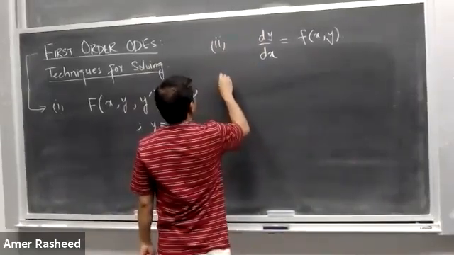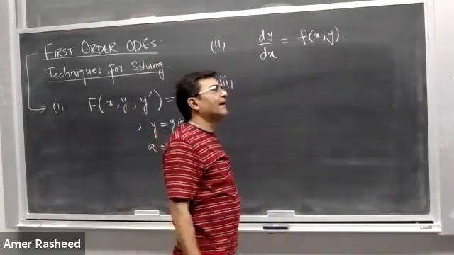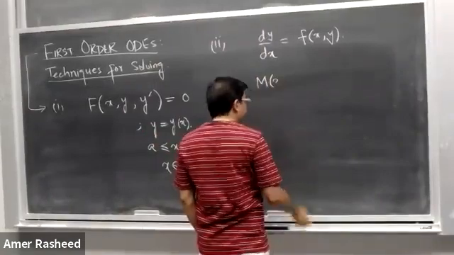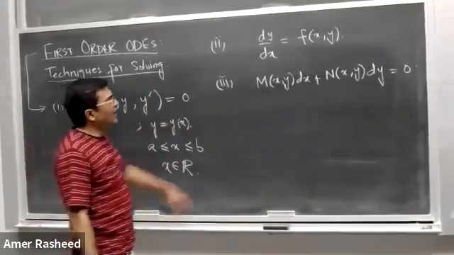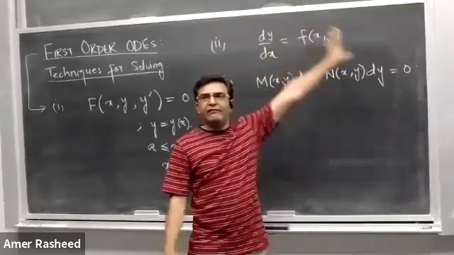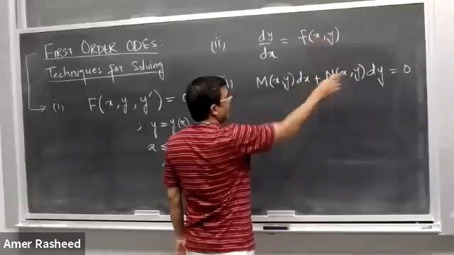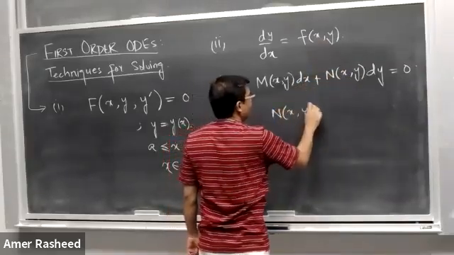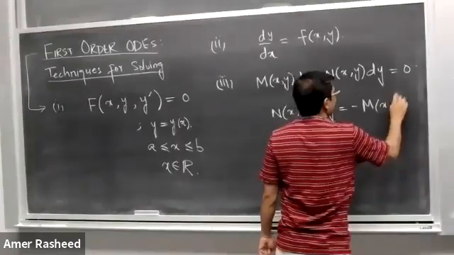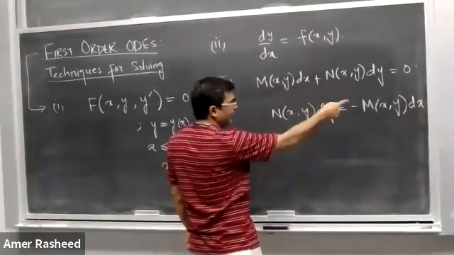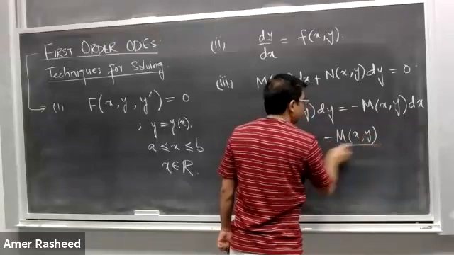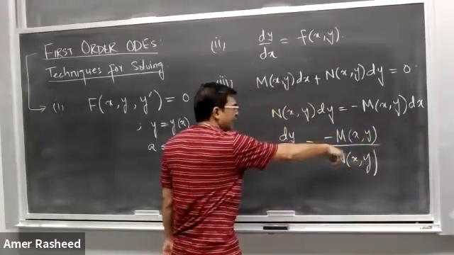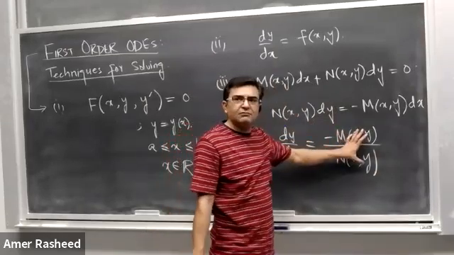Another general form is M of x y dx plus N of x y dy is equal to 0. This is another general form of the first order differential equation. We can write this differential equation in this form, or even in that form. How can we write? If we take this thing on the right hand side, we can have N of x y dy is equal to negative M of x y dx. Now you divide this on the other side, and from there we can write dy by dx is equal to negative M of x y divided by N of x y. So this whole thing is a fractional function, or you can say a rational function.